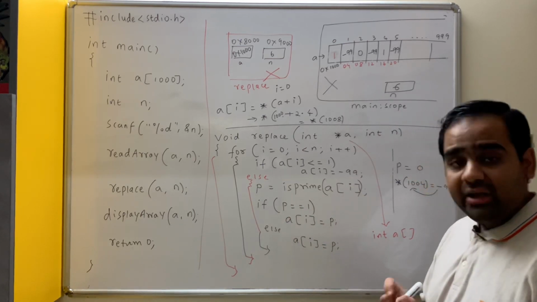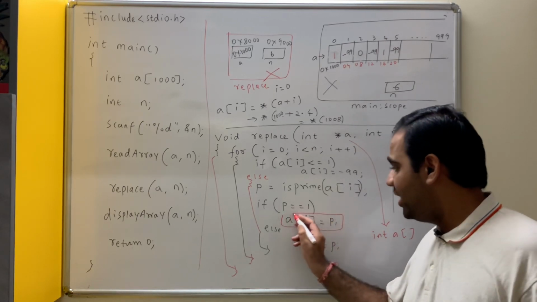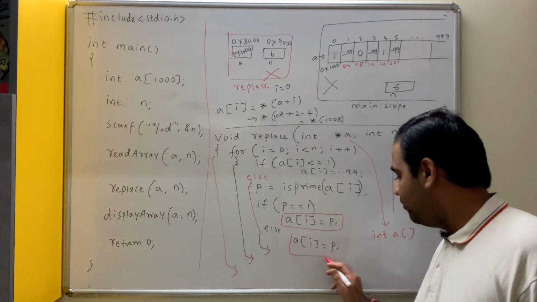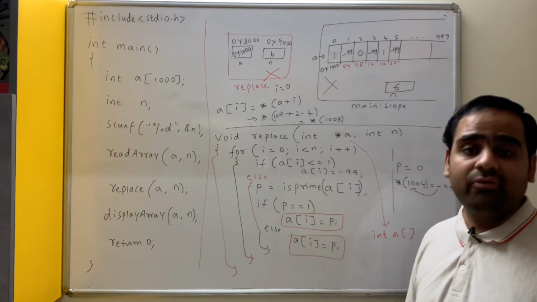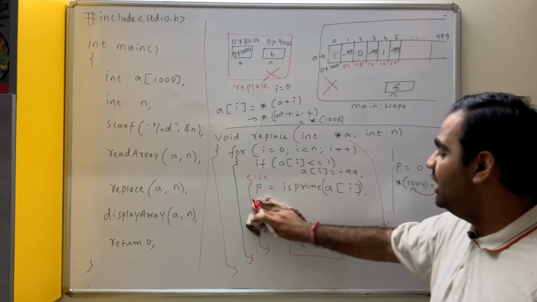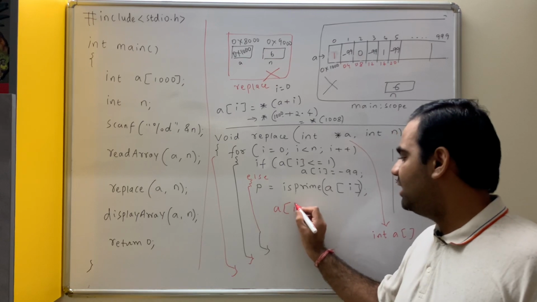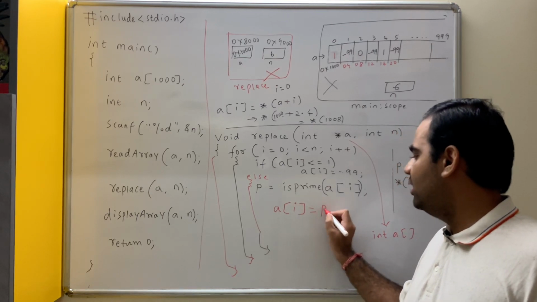See here, if the condition is true, you are executing A of I equal P, and if the condition is false, then also you are executing A of I equal P. That means this A of I equal P is independent of the condition. Hence, I can directly write A of I is equal P.